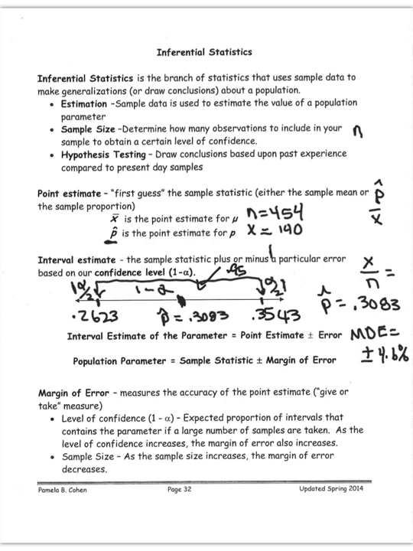One way to combat that is to take a larger sample, because more data from your population is going to make your prediction more accurate. So that is one way to make your margin of error smaller.